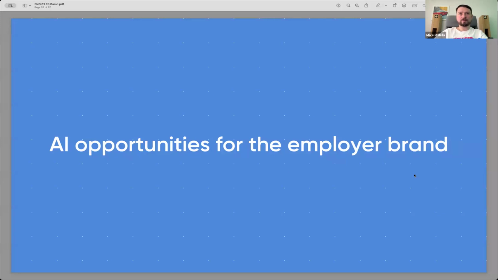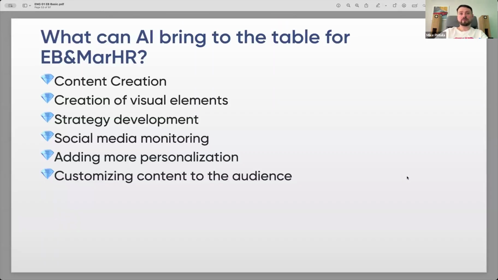AI opportunities for the employer brand. So we are in the era of AI and all these AI copilots. So what should we expect from AI? How can it help us? What can AI, artificial intelligence, bring to the table for employer brand and HR marketing? Content creation, like just do it perfectly. Creation of visual elements, strategy development, social media monitoring or listening, adding more personalization, customizing content to the audience.